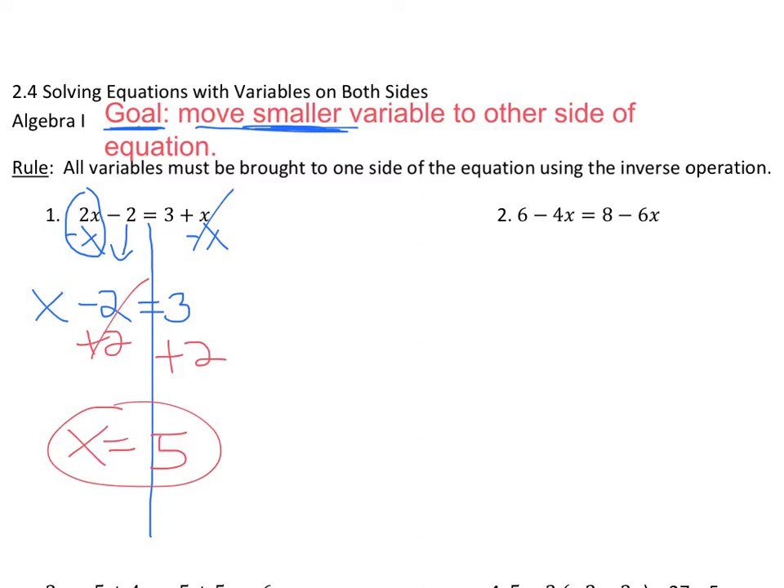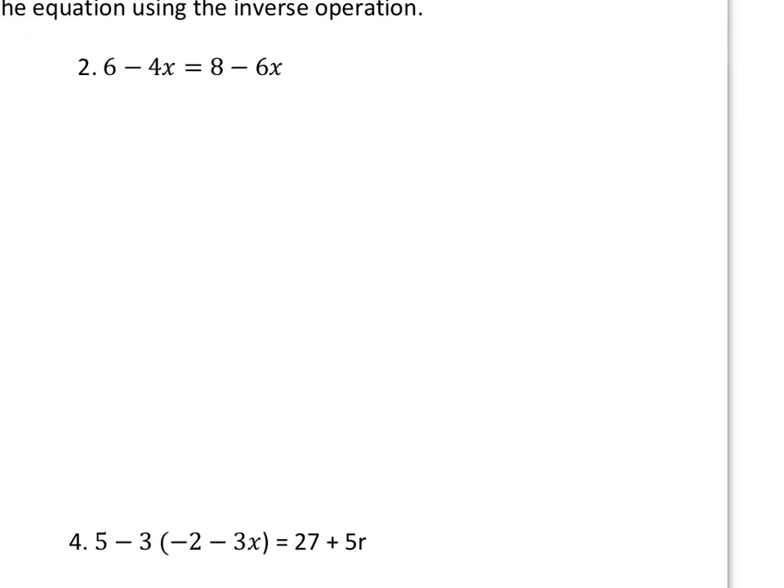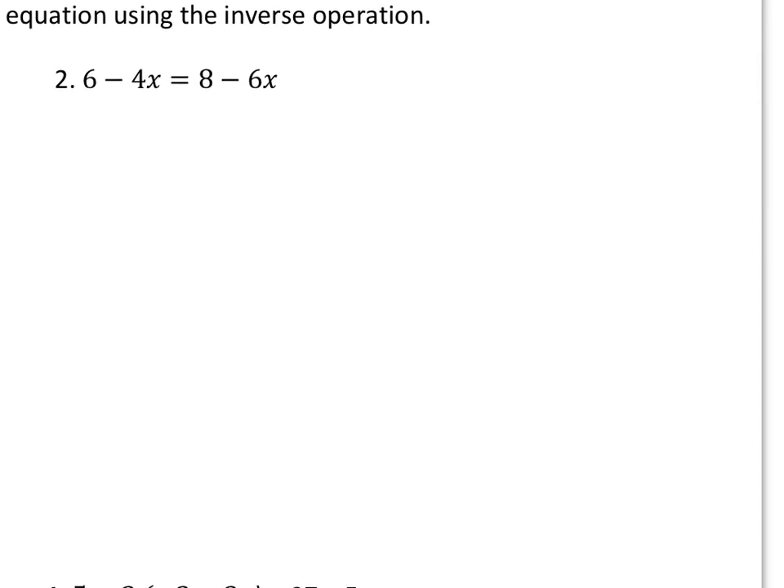All right, let's move to number 2. Now, number 2 is almost going to be identical to number 1 as far as the steps are. So let's draw the line straight down the middle. Now, again, if I look at 2, I can't do 8 minus 6x. They're not like terms. Same thing with this. I can't do 6 minus 4x. So that tells me move the smaller variable to the other side.